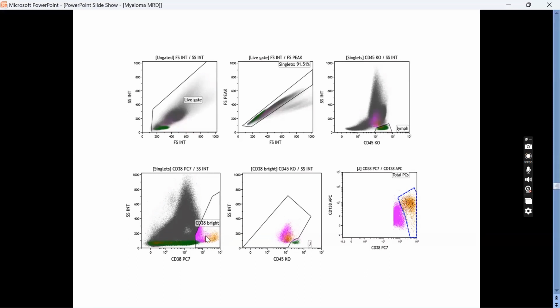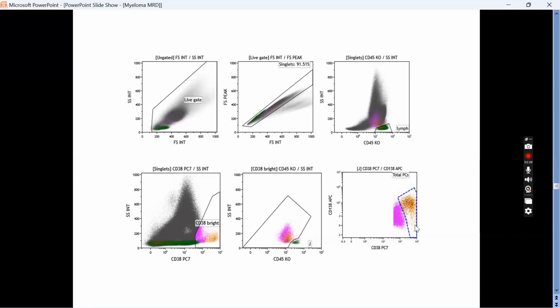CD38 bright ends here, but still be liberal, include some amount of CD38 moderate population, and then close the gate. So draw a gate something like this, then purify this population with respect to side scatter versus CD45. So I'm eliminating some amount of activated T cells and NK cells, and I'm taking only the plasma cells along with myeloid blasts, basophils, PDCs. All these populations are included in this. Then go for further purification.